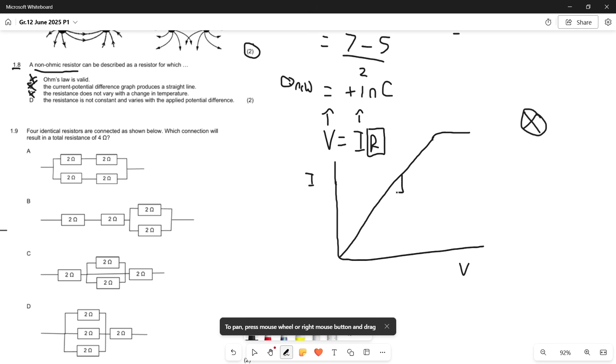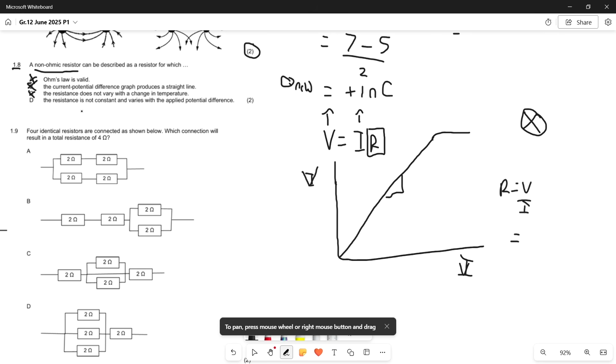If we take the gradient formula, R equals V over I there, which means the resistance is the gradient here. If we would do change in Y over change in X, okay, that just means I would have to swap the X and the Y, put the current on the bottom here and the voltage here, because if we do change in Y over change in X, we have V over I, and that gives us our resistance, which means our resistance is the gradient of this graph.